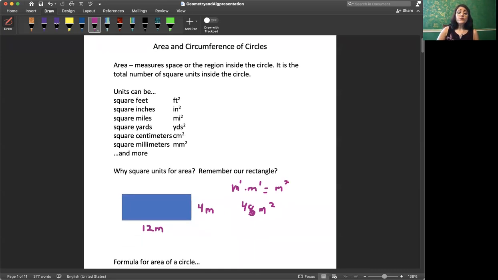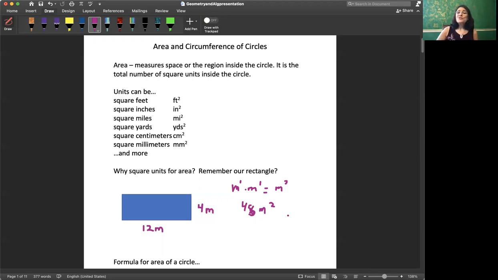So we're going to find out the formula for the area of the circle. Now, I had trouble deciphering between area and circumference when I was younger, so I came up with some cool ways to remember. They're silly, but you will remember them.